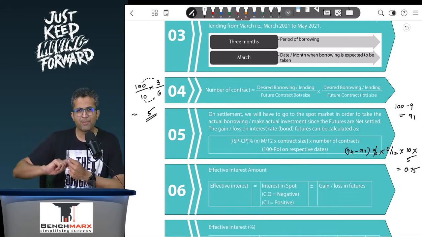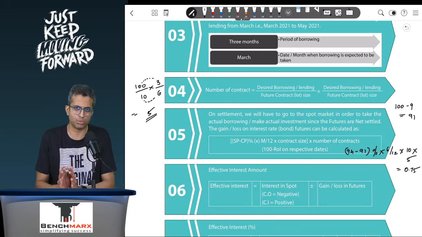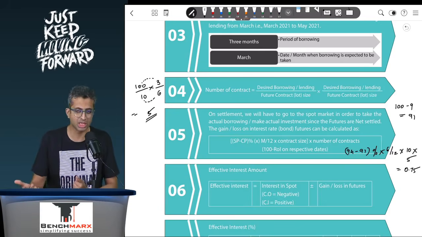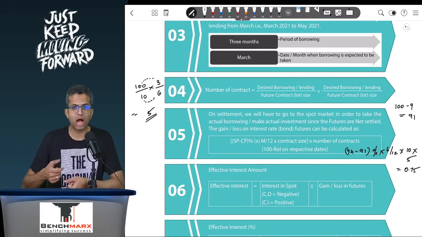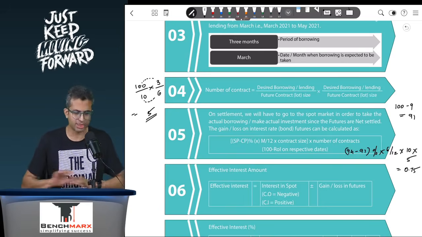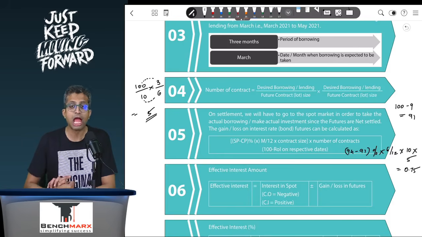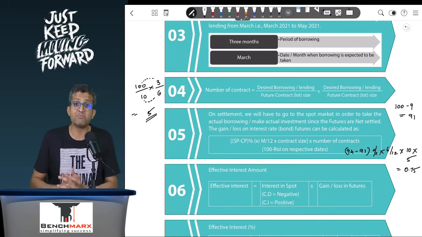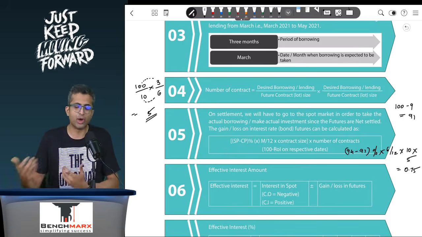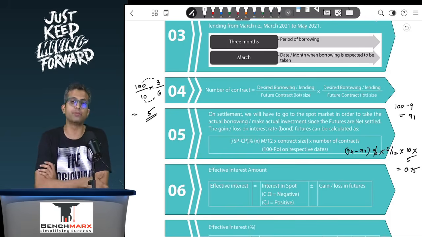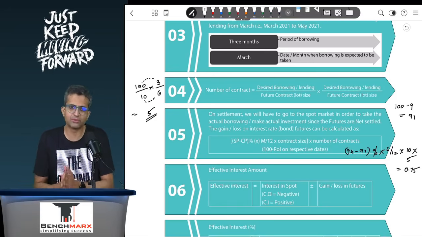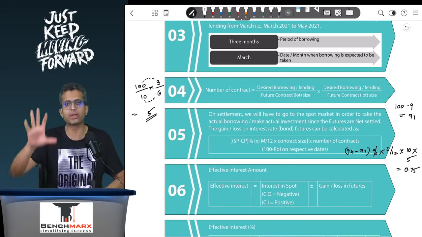Now I am paying 2.25 crores on my spot borrowing, 100 crores into 9%, the rate in the spot borrowing, into 3 by 12, and I'm getting a net settlement gain of 0.75 crores on my futures contract, and hence my net interest outflow is 2.25 minus 0.75, that is a net 1.5 crores of net cash outflow. So if you want to find the effective cost of borrowing, you will say that you are ultimately paying 1.5 crores.